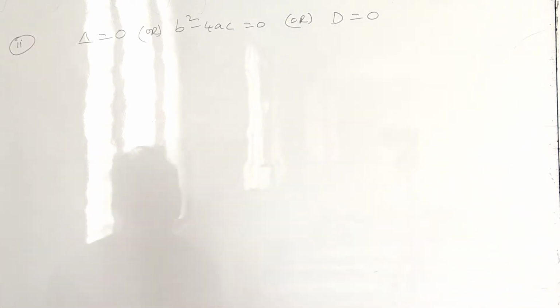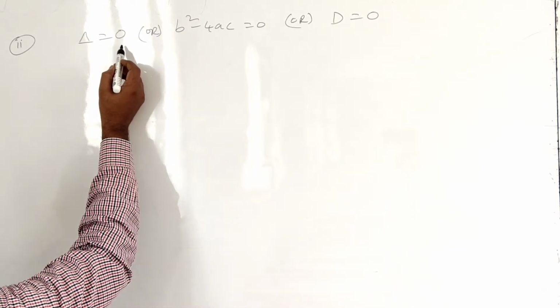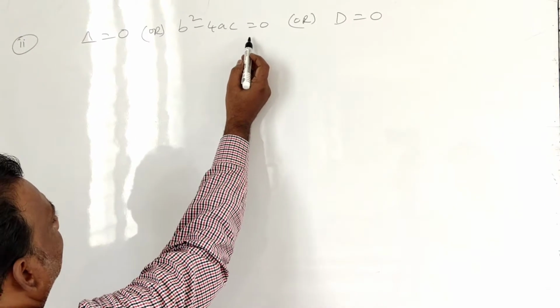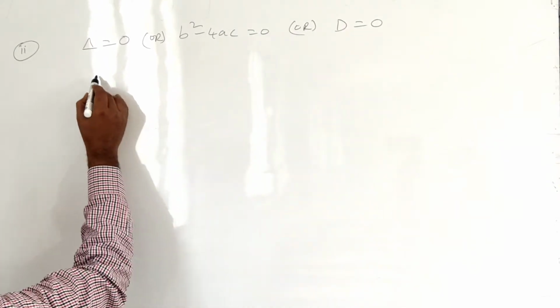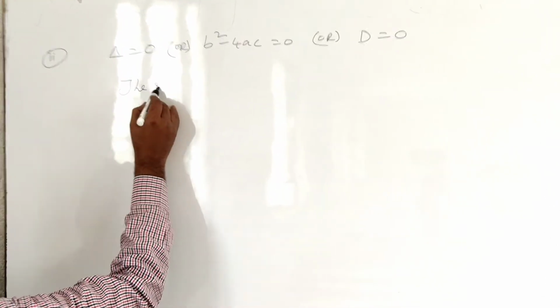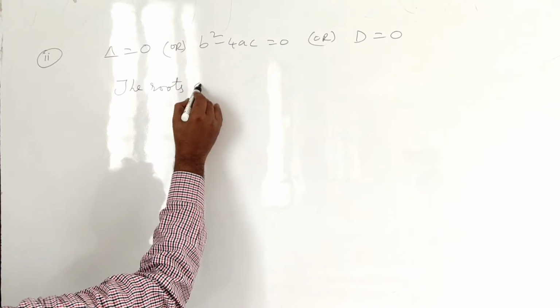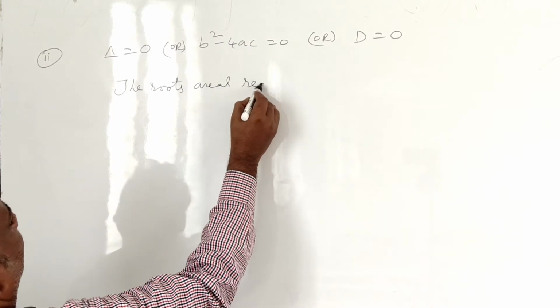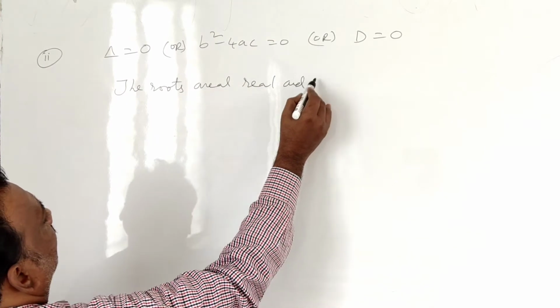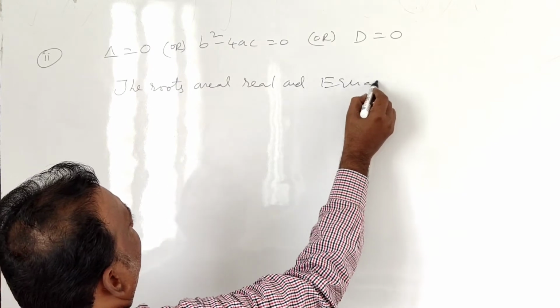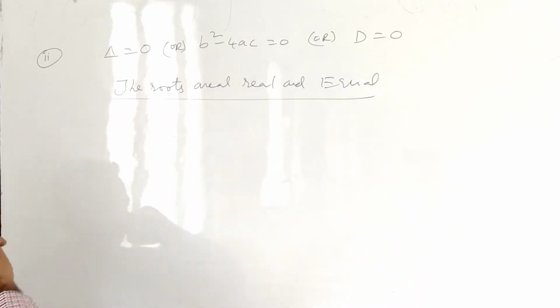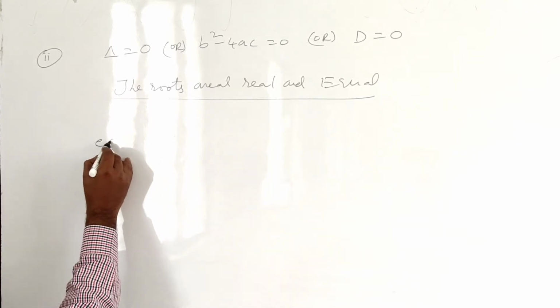Now, we will see the second case. What is the second case? Delta is equal to 0. That means b square minus 4ac is 0, or D is equal to 0. We will say that the roots are real and equal. Real and equal. So, this is the nature of the second one. I will explain with an example.